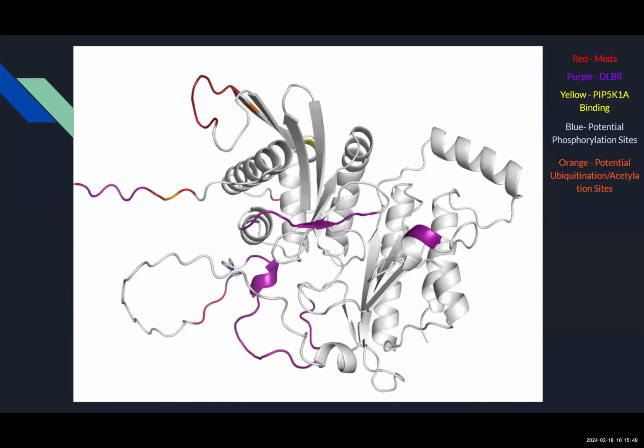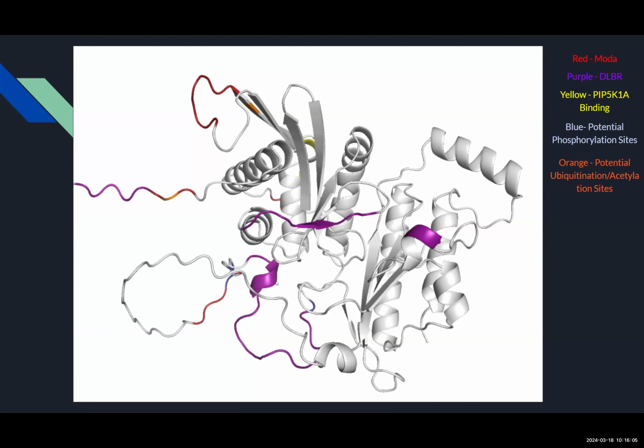Now, with all that data, I finally came to this structure, and you can see the MODA is red here and here. This would be the single peptide. On my screen, PIP5K1A binding is in the back. We'll get to that. Blue is the potential phosphorylation sites back here.